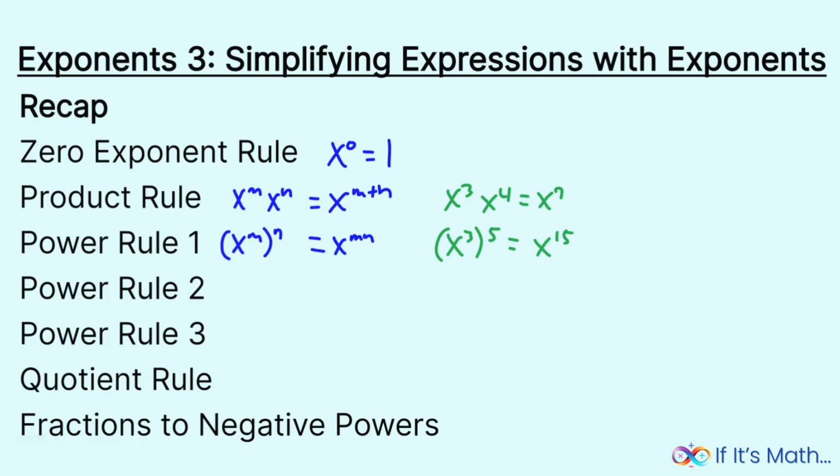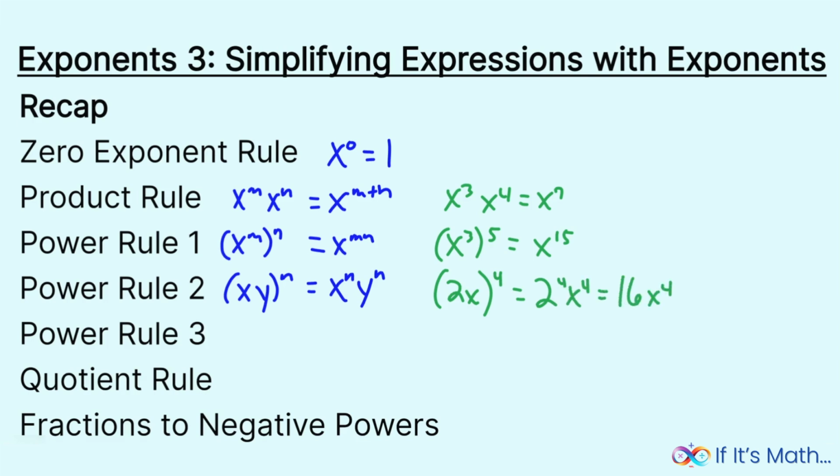Okay, power rule number 2. That told us if we're raising two things multiplied by each other to an exponent, that's the same thing as each of those individually raised to the exponent, then multiplied together. So xy to the n is x to the n, y to the n. If we think about an example here, if you had 2x raised to the fourth, the whole thing, that's going to give you 2 to the fourth, x to the fourth. Simplify that out, you get 16 x to the fourth.